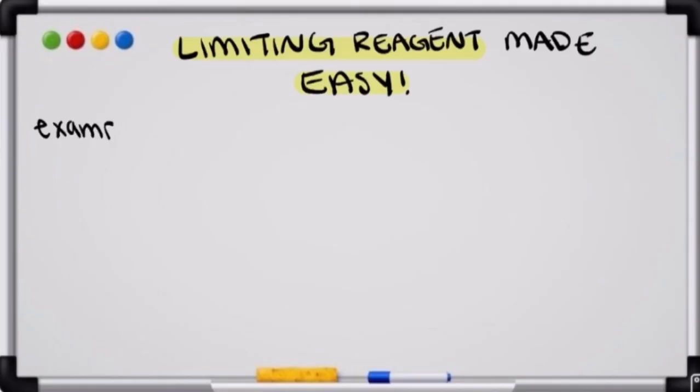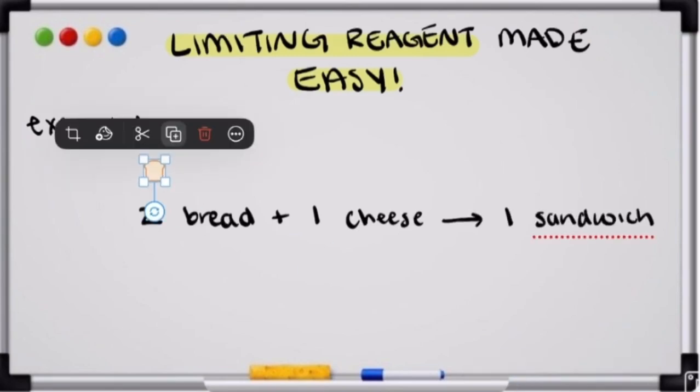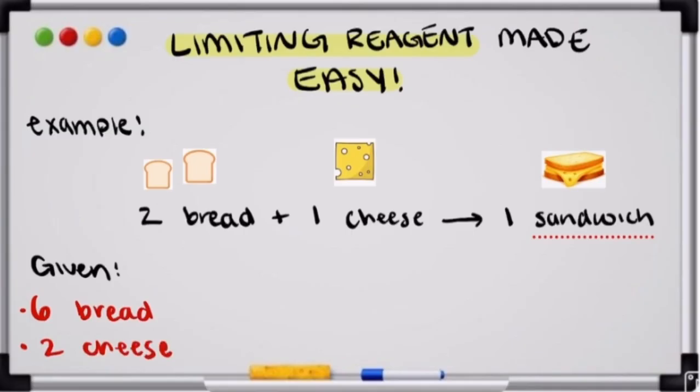Think of it like making sandwiches. You need 2 slices of bread and 1 slice of cheese to make 1 sandwich. So let's say we have 6 slices of bread and 2 slices of cheese. Now the question is, which ingredient runs out first? Do you have an idea? Is it the bread or is it the cheese?